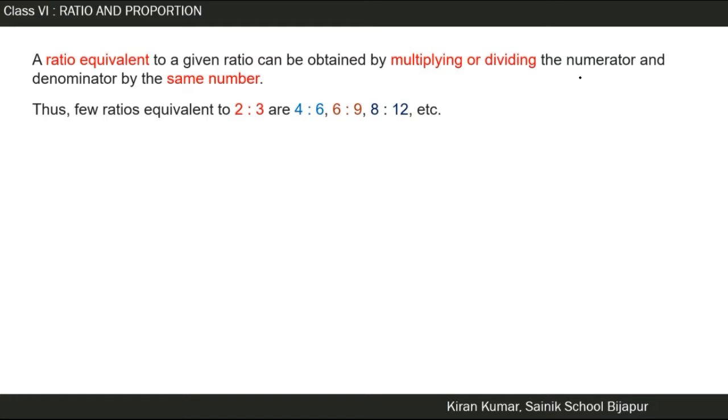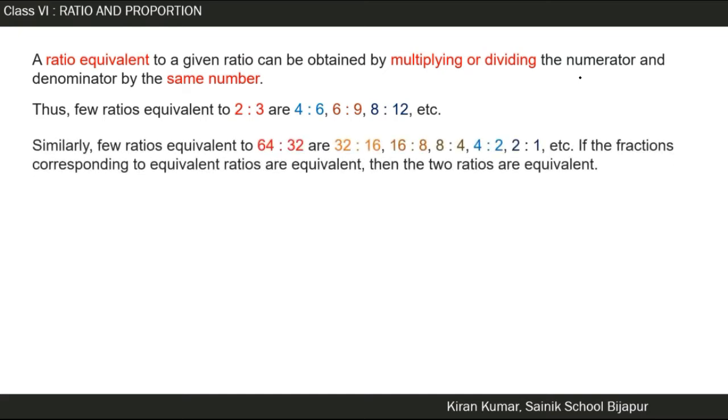Similarly, a few ratios equivalent to 64:32 are 32:16, obtained by dividing by 2. Further, by dividing by 2, we get 16:8, and dividing by 2 again, we get 8:4. Further, dividing by 2, we get 4:2. By dividing with 2, we get 2 is to 1. These are all equivalent fractions. If the fractions corresponding to two ratios are equivalent, then the two ratios are equivalent.